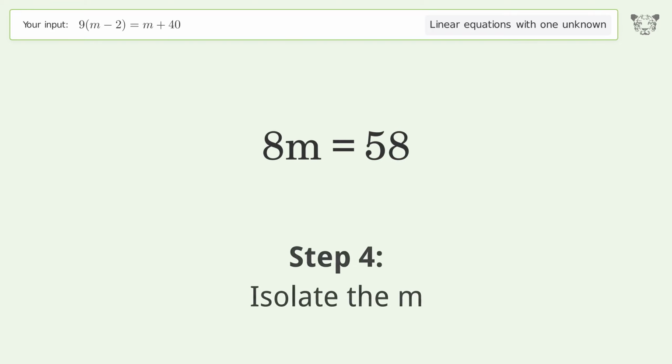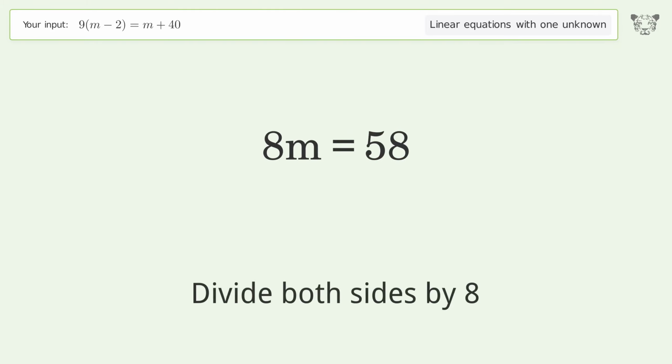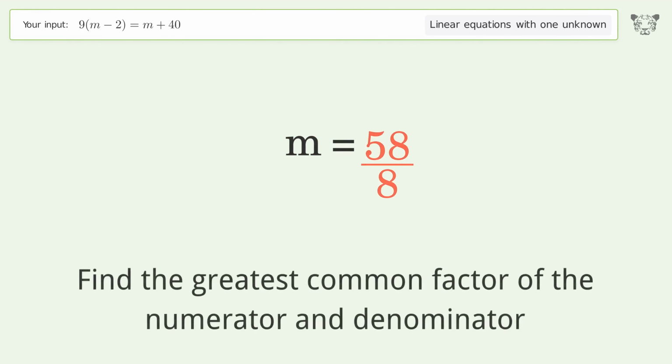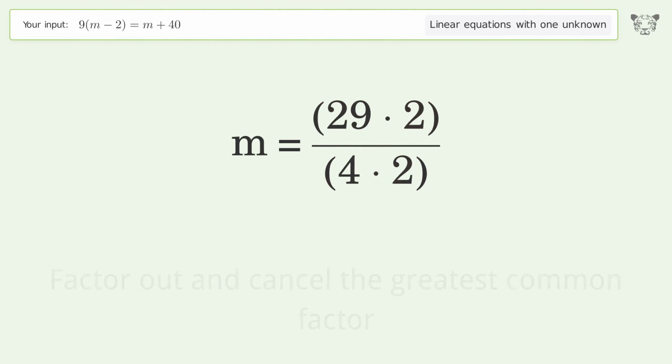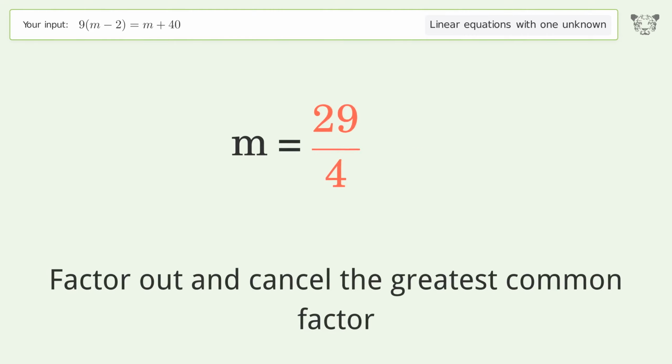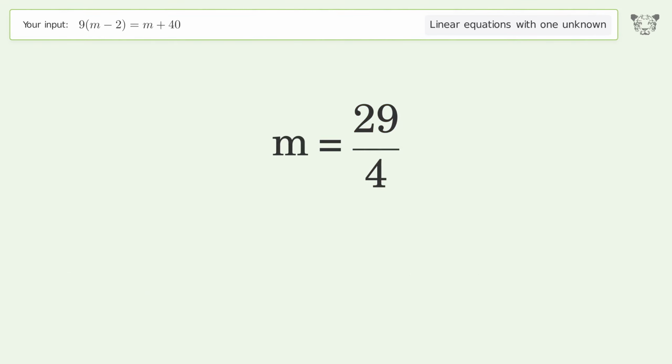Isolate the m. Divide both sides by 8. Simplify the fraction. Find the greatest common factor of the numerator and denominator. Factor out and cancel the greatest common factor. And so the final result is m equals 29/4.